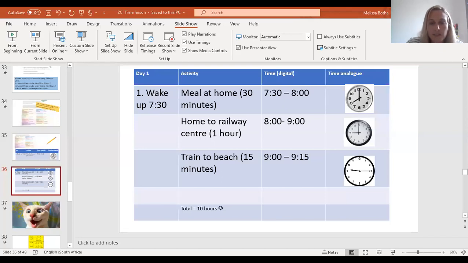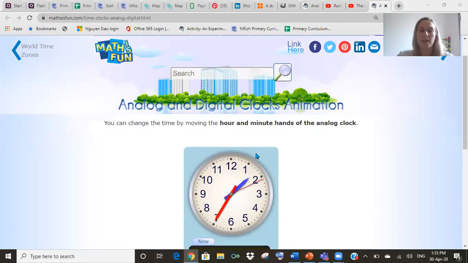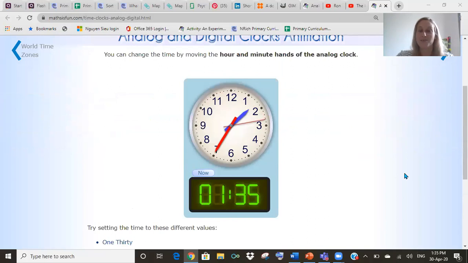Give me a second. This website here, mathsisfun.com/time clocks analog digital. Now, this is one of my favorite websites. I love this website. But it has this really cool function. So say now we are at the beach at 9:15, right? And then I go and spend 2 hours at the beach playing with my friends. So 9:15, 10:15, 11:15. But I'm not sure what that looks like on a clock.